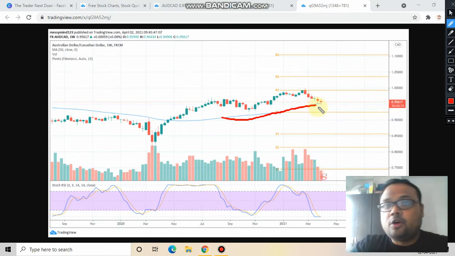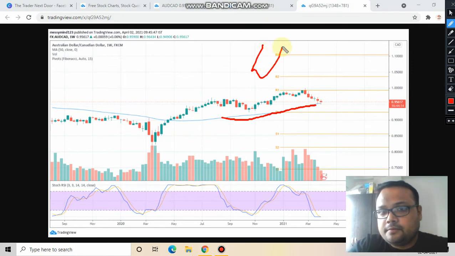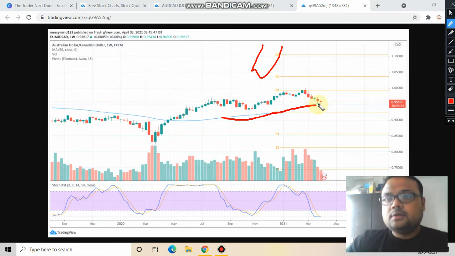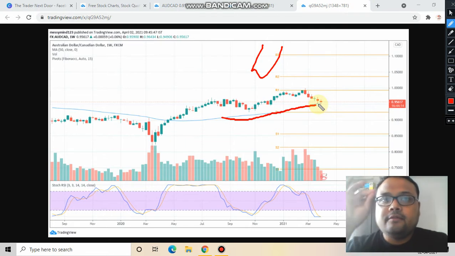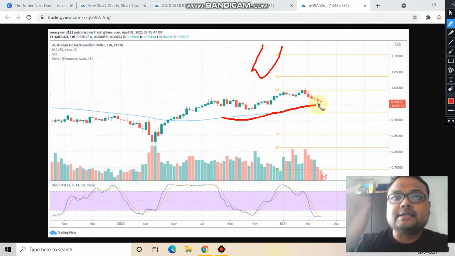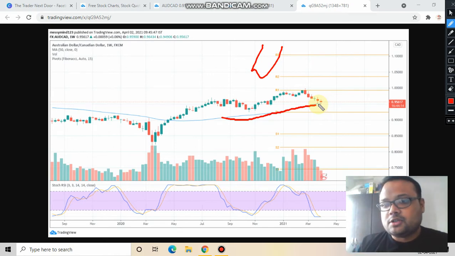It formed a spinning top kind of a pattern on the weekly chart. Again, this week you can see that the market has tested the 50 moving average and bounced from there, which signifies that the 50 moving average is a valid support in the weekly chart. Therefore, we must be very cautious while shorting the market.